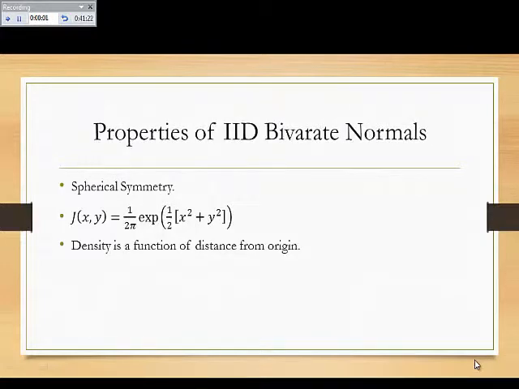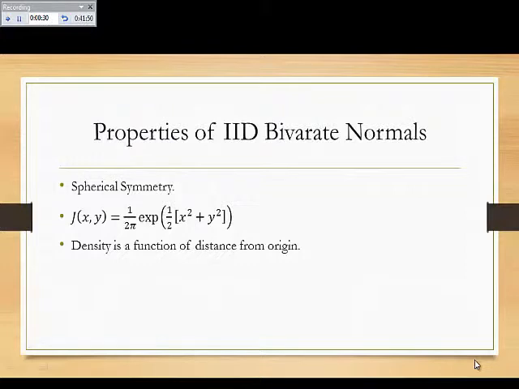Okay, so now we are going to look at some properties of IID bivariate normal random variables. One of them is spherical symmetry. The joint density you can write, you see, you are multiplying two univariate normal densities. Each one has a 1 over square root of 2 pi. So the joint density will have 1 over 2 pi. The two square roots multiply and give 2 pi.